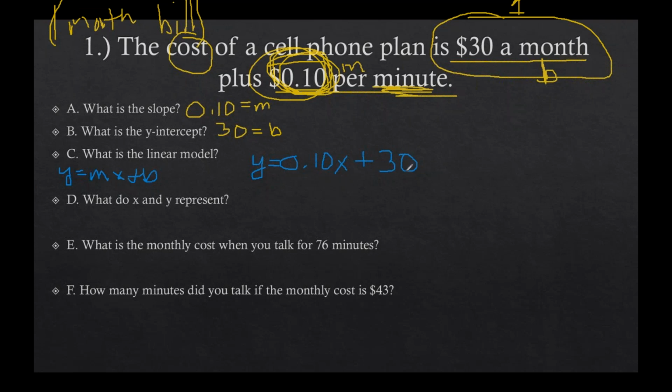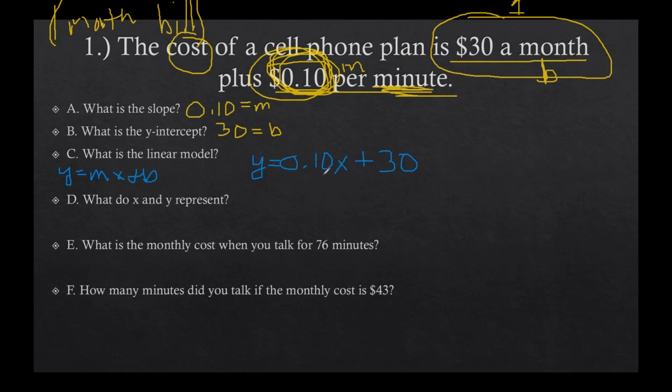So think about it. If you don't talk at all, 0 minutes, 0 times anything is just 0, and 0 plus 30 is 30. So that's where your y-intercept comes in. That's your starting point. Because when you haven't done any talking on the phone, your bill is still $30.